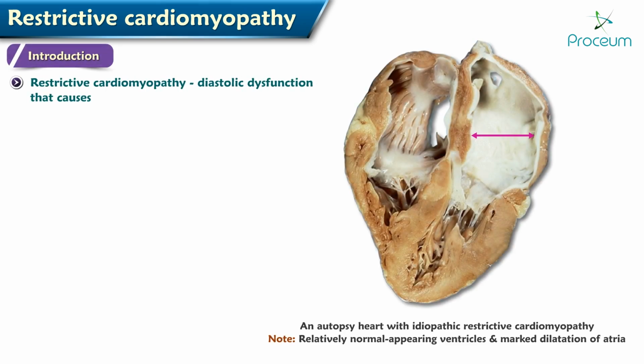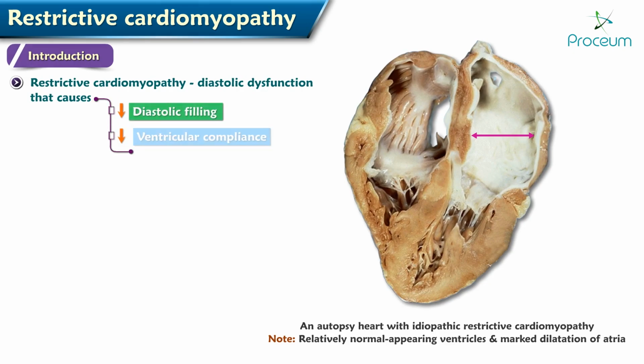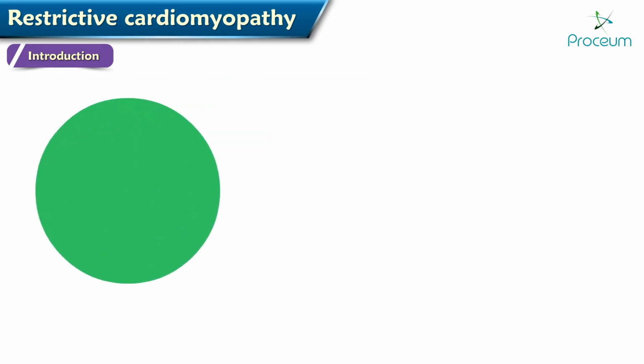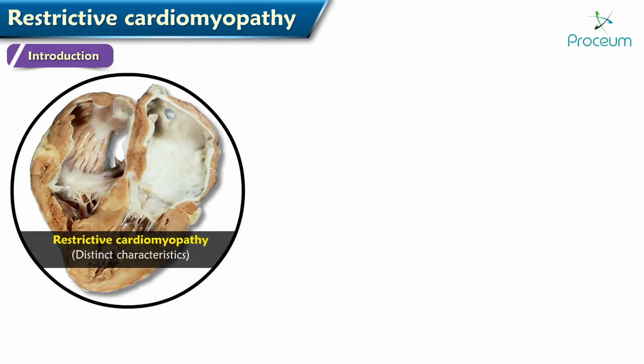In this section of cardiac pathology, we're going to discuss restrictive cardiomyopathy. Introduction. Restrictive cardiomyopathy is a diastolic dysfunction that causes reduced diastolic filling and decreased ventricular compliance. Restrictive cardiomyopathy has distinct morphologic and hemodynamic characteristics that separate it from dilated and hypertrophic cardiomyopathies.